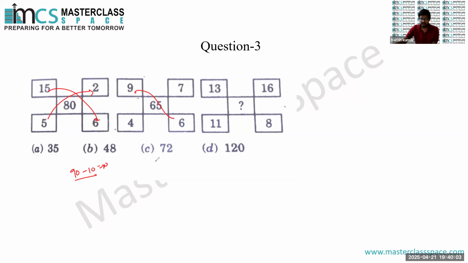So 9 into 6 is 54, minus 4 into 7 is 28. No, it is not working out. So that's not the logic. Immediately, within 10 to 15 seconds, you have to identify this and go for the other logic. Now, what can be the other logic?